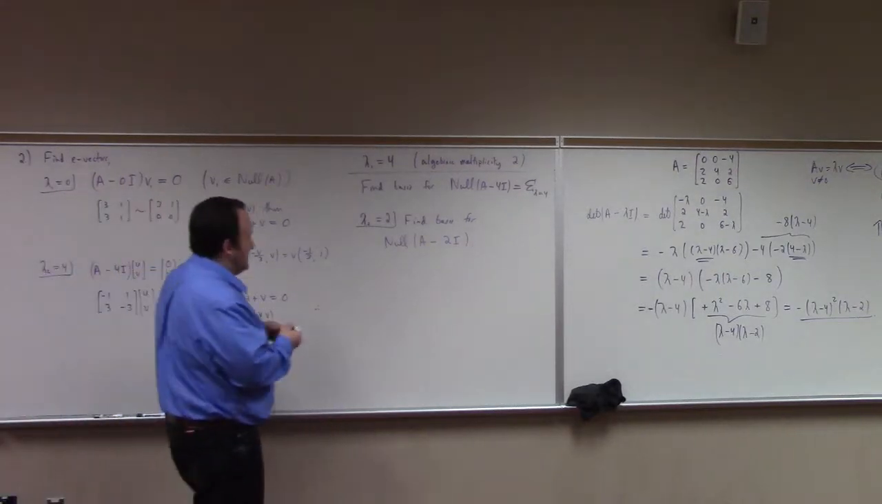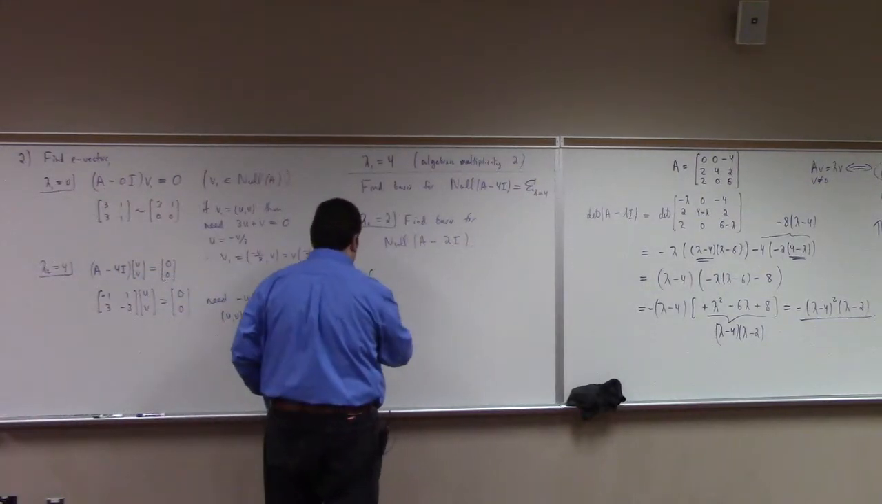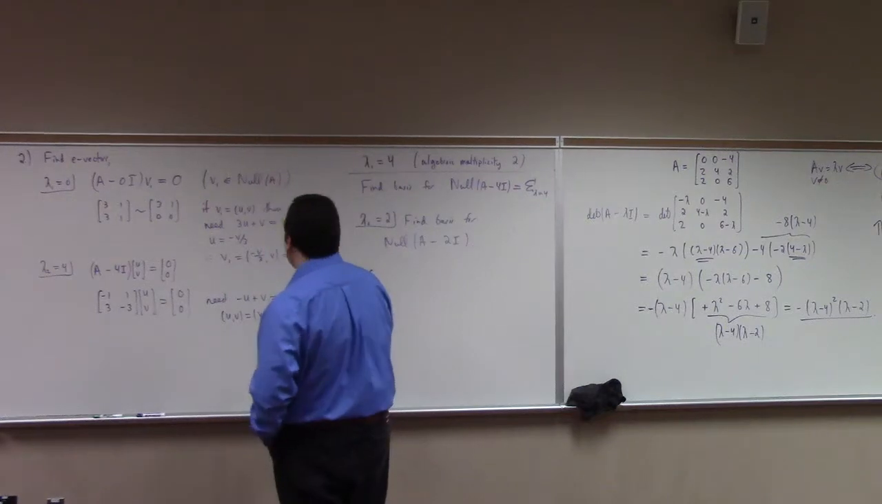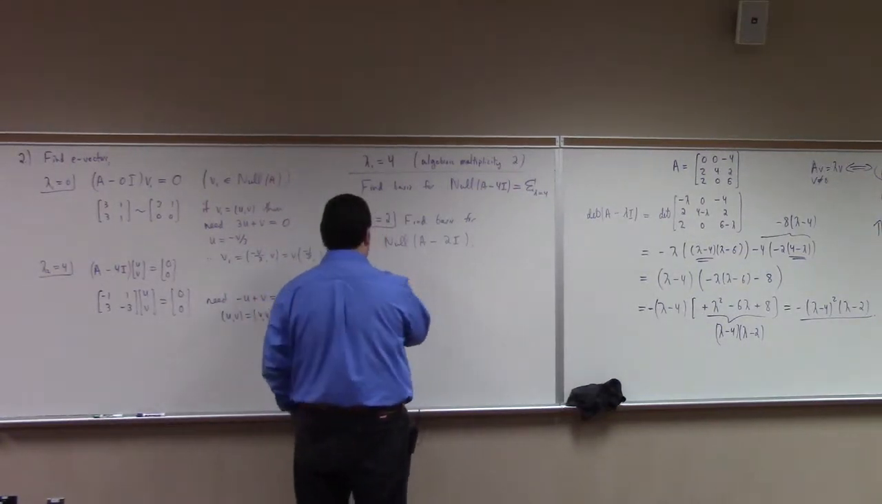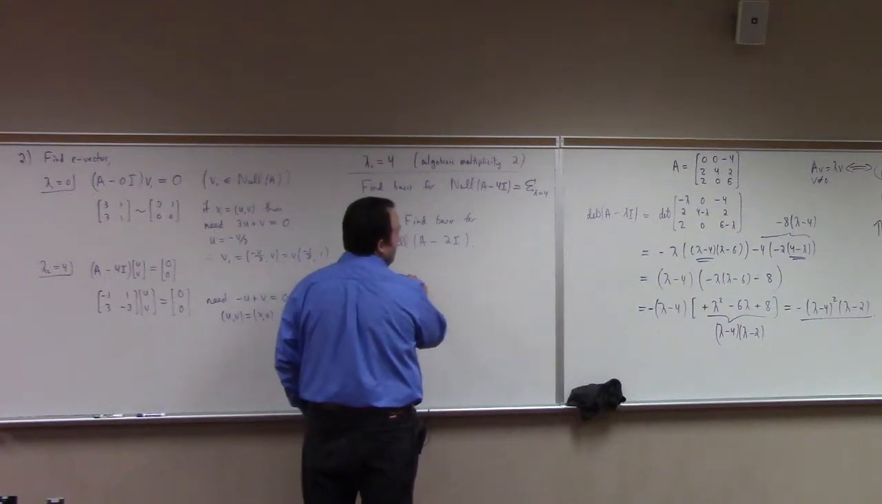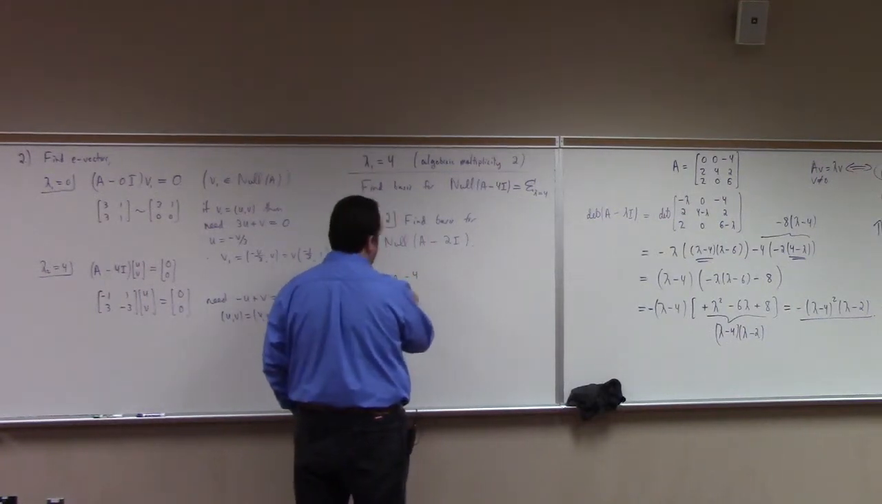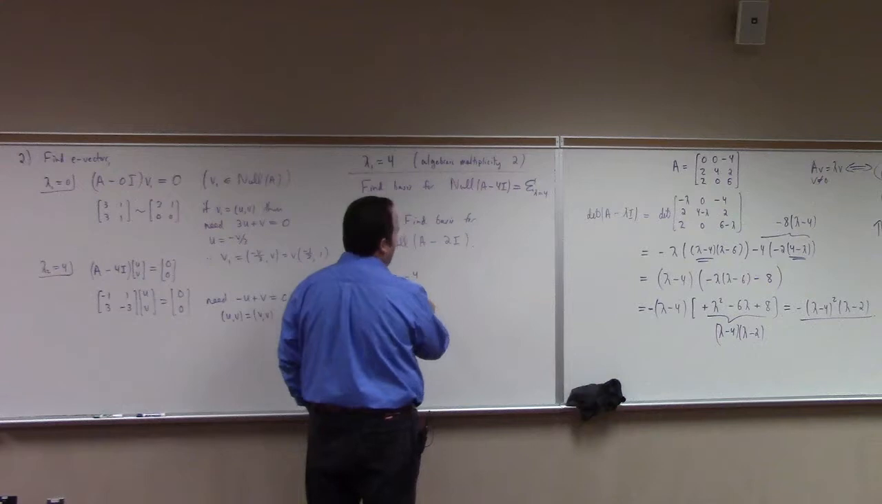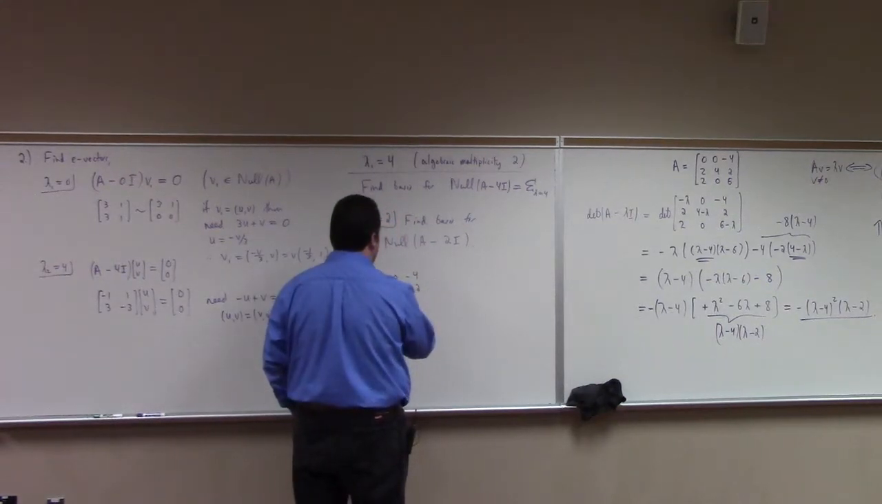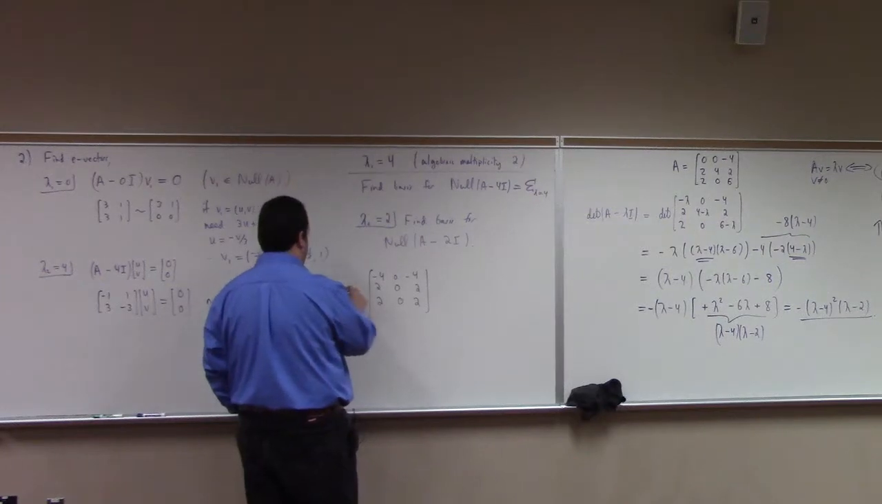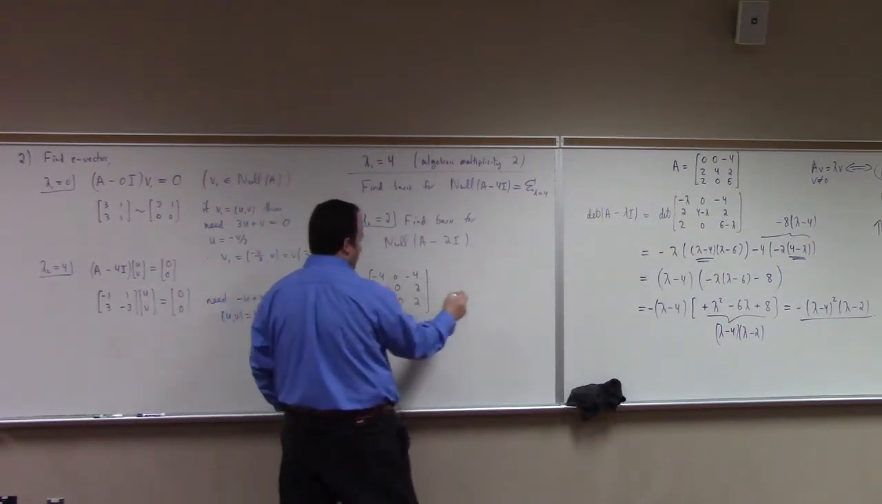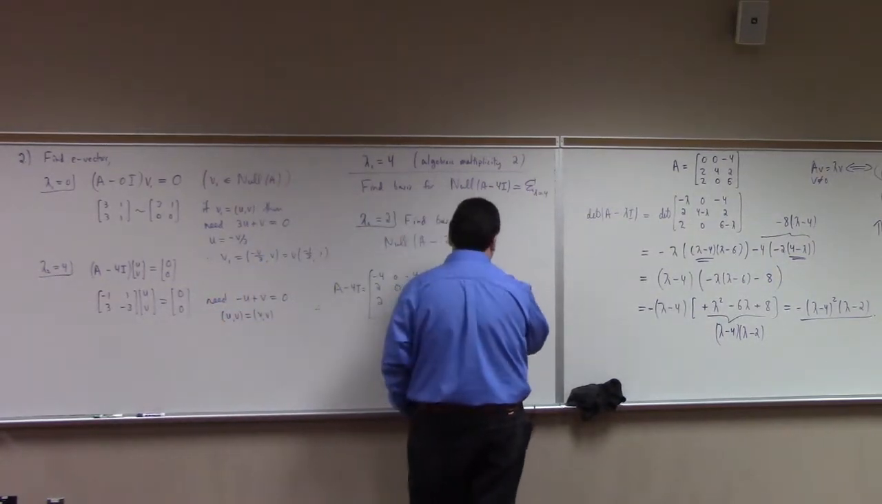I'm not sure whether we can see these just from looking. What's A minus 4I? Probably not, actually. Minus 4, 0, minus 4, 2, 0, 2. Oh, look at that. 2, 0, 2. This is A minus 4I, right? And what's my A minus 2I equal to?